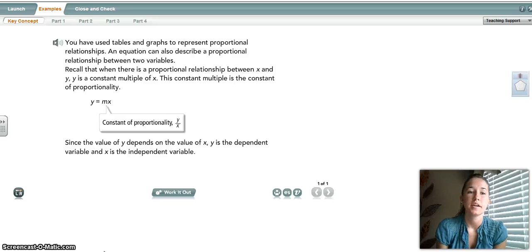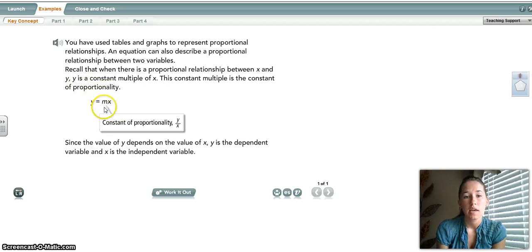This lesson is titled Proportional Relationships and Equations. We have talked about proportional relationships with tables and proportional relationships related to graphs. But now we're going to look at how equations can also be used to describe proportional relationships. Whenever we have an equation and it's representing a proportional relationship, we know that it will be in this format.